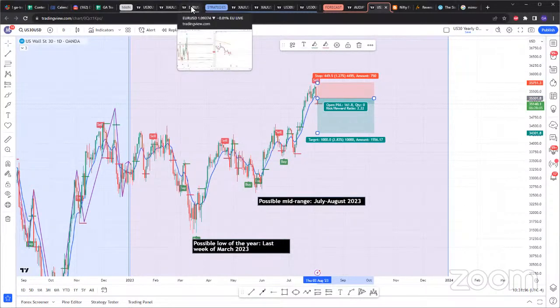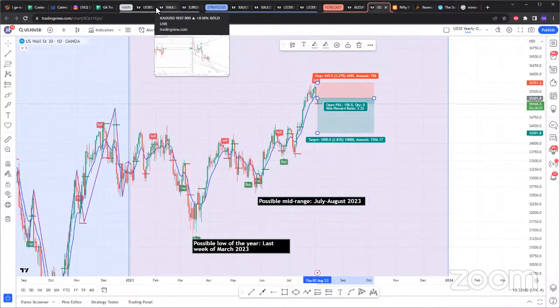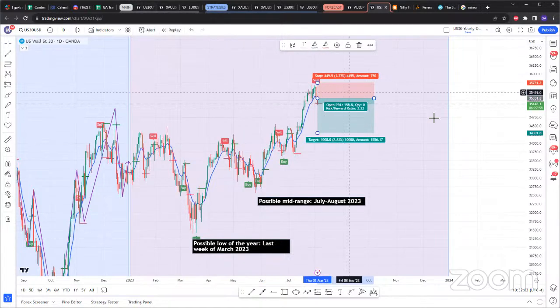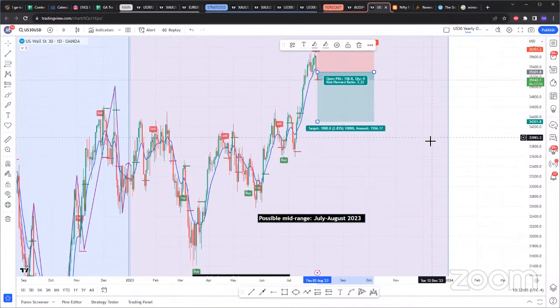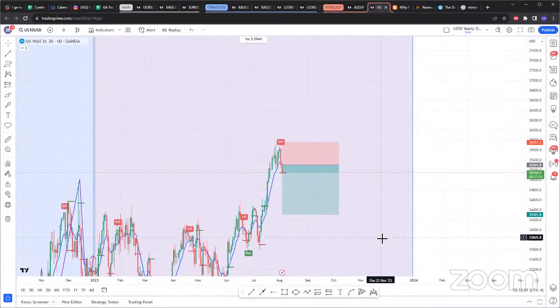Now on a challenge, I can't hold trades over a weekend, so it's probably not a smart idea to enter it on a Thursday. Because Friday it could go up 300 pips in theory.